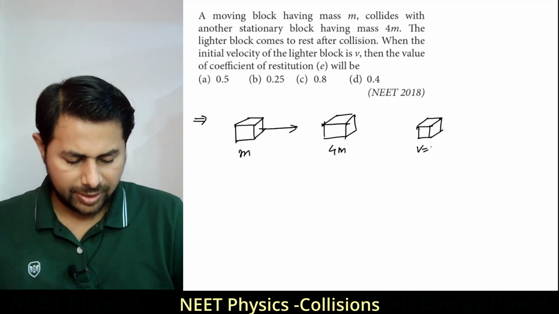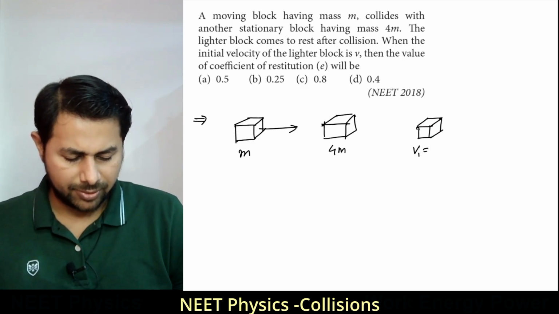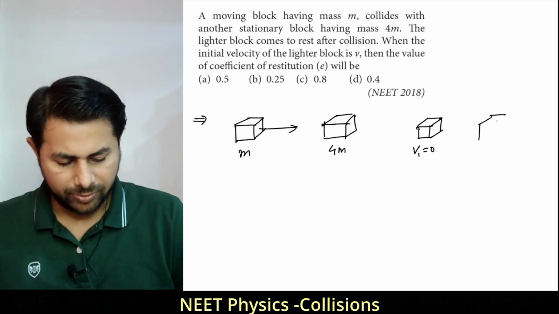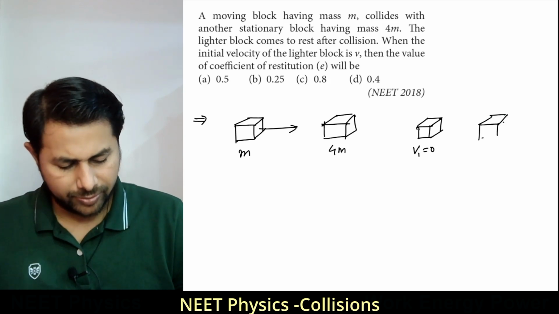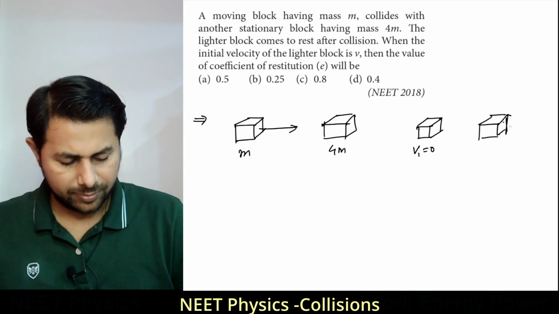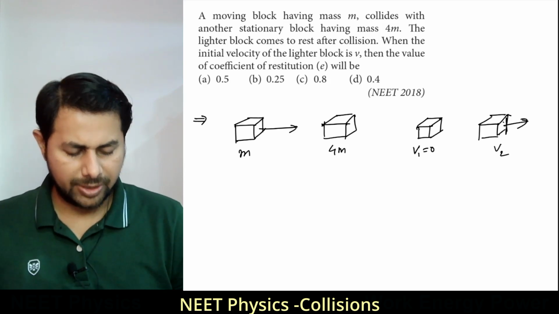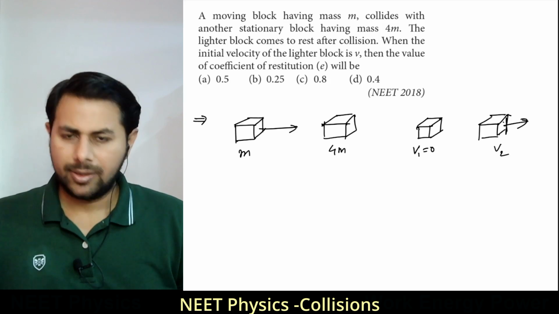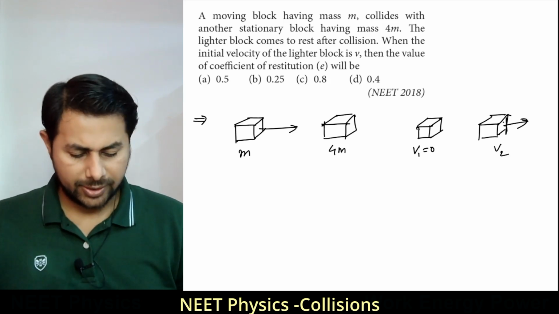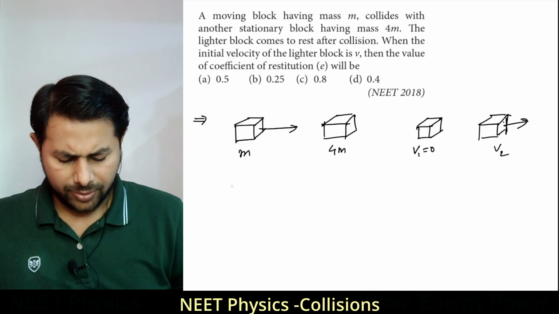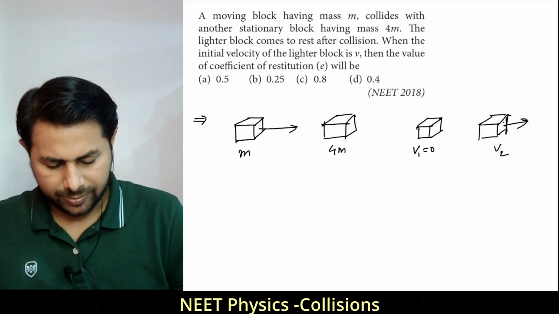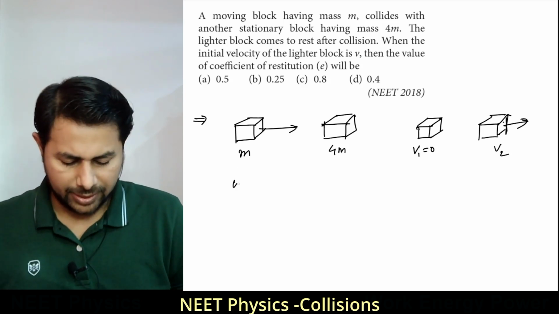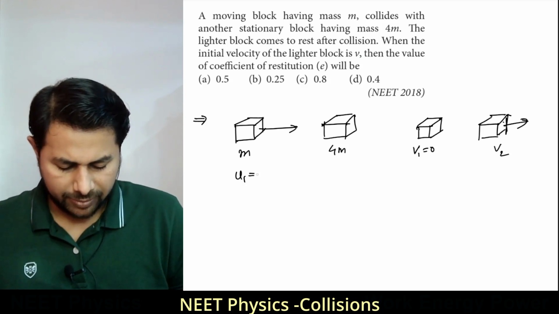This one stops, so v1 is equal to 0, and the second one moves with some velocity, so v2 is equal to something. So what is the coefficient of restitution? It's given that u1 is equal to v.